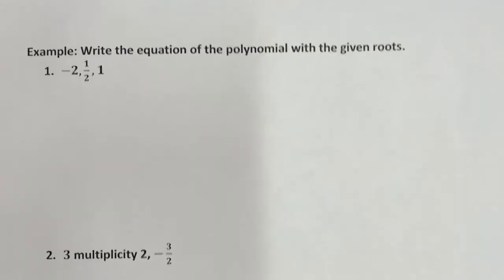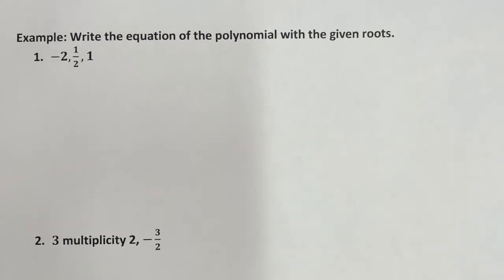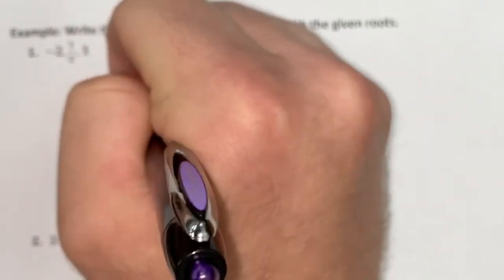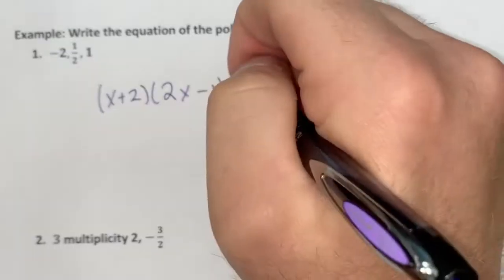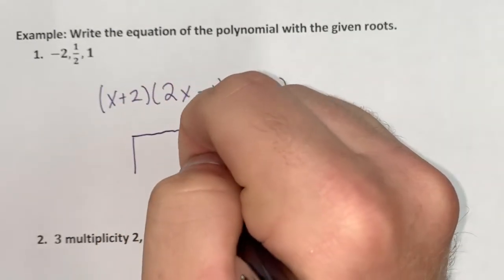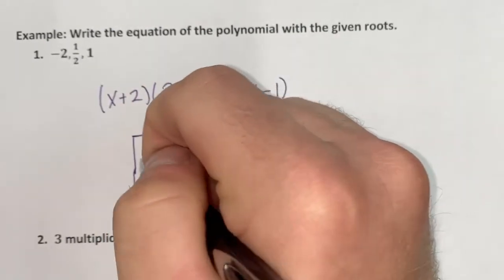All right, in our example, we want to write the equation of the polynomial with the given roots. Negative 2 is a root, so x plus 2 is a factor. 1/2 is a root, so x minus 1/2, and we bring the 2 in front. So 2x minus 1, and then 1 is a root, so x minus 1. We would then just multiply all these together. We can use a box. We're going to have to multiply twice.